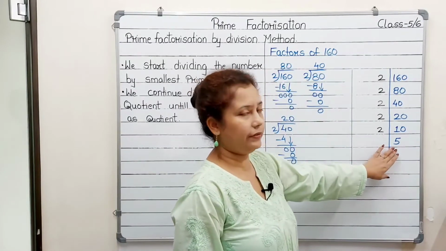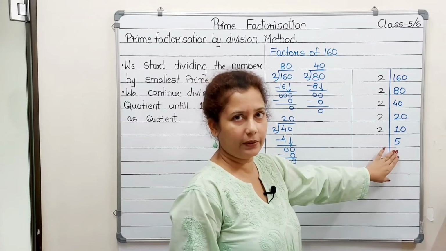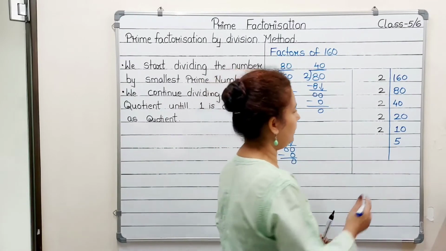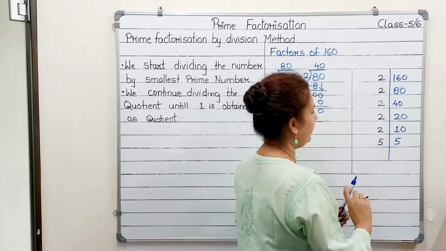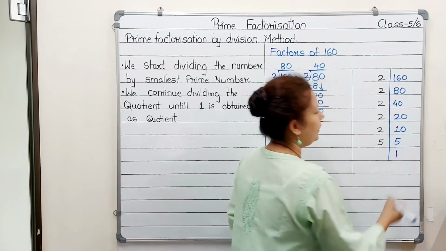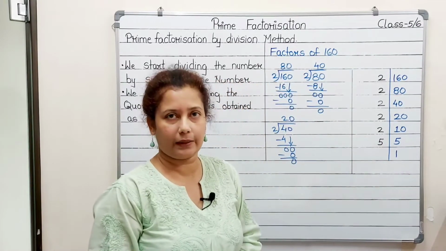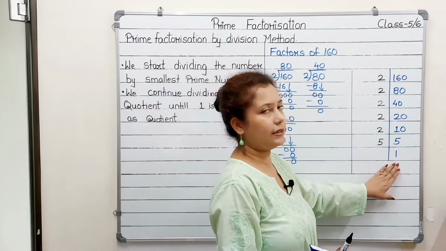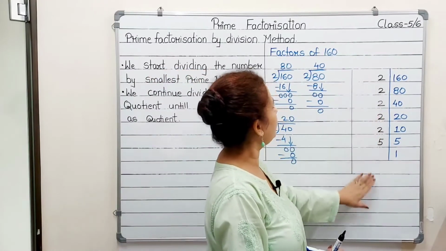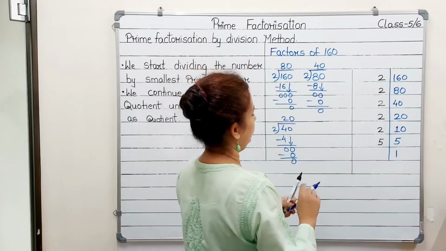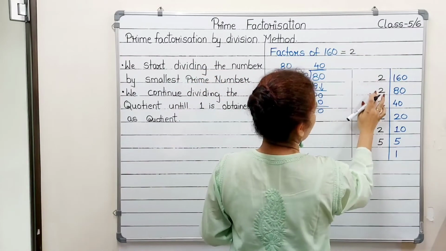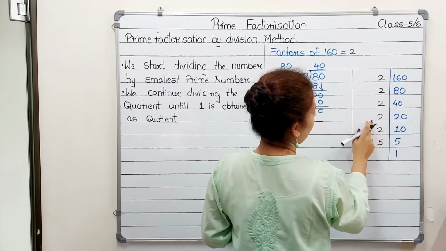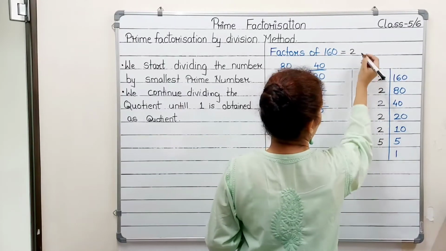Now 5 is not divisible by 2, it is not divisible by 3. So it is divisible next by 5. So we will write 5 here and 5 divided by 5 we get the quotient as 1. So we got 1 as a quotient and factors of 160 are 2 into 2 into 2 into 2 into 2 into 5.